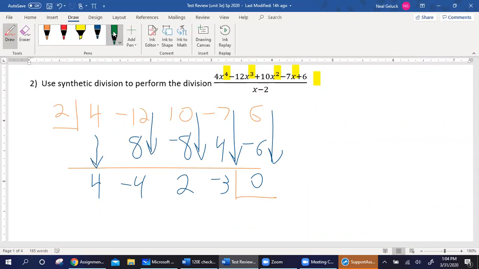Remember that when you're doing synthetic division, basically your dividend is going to decrease by 1 degree. So that was x to the 4th. So that means that my quotient, my answer here, is going to start with x to the 3rd.